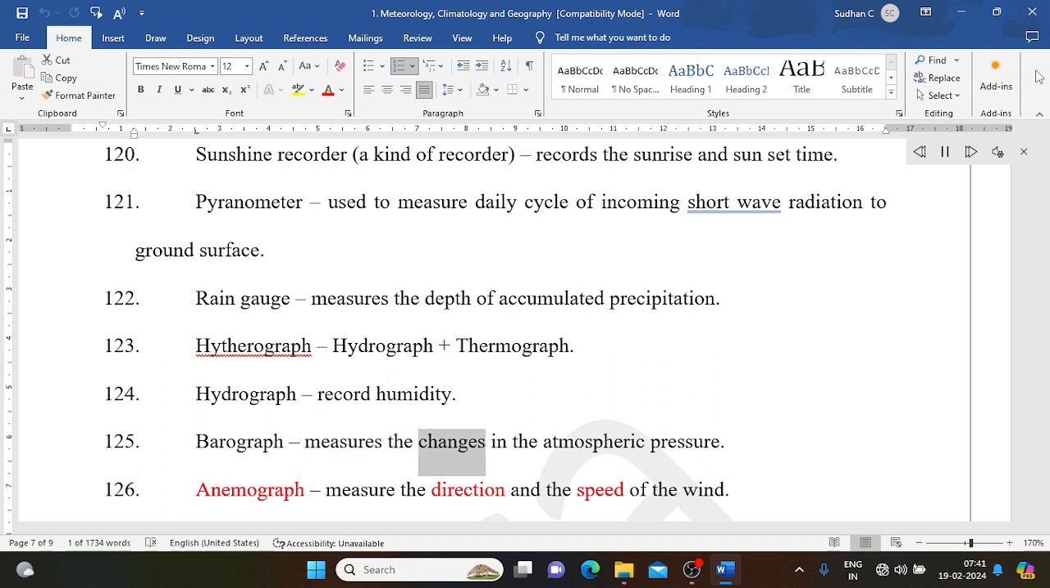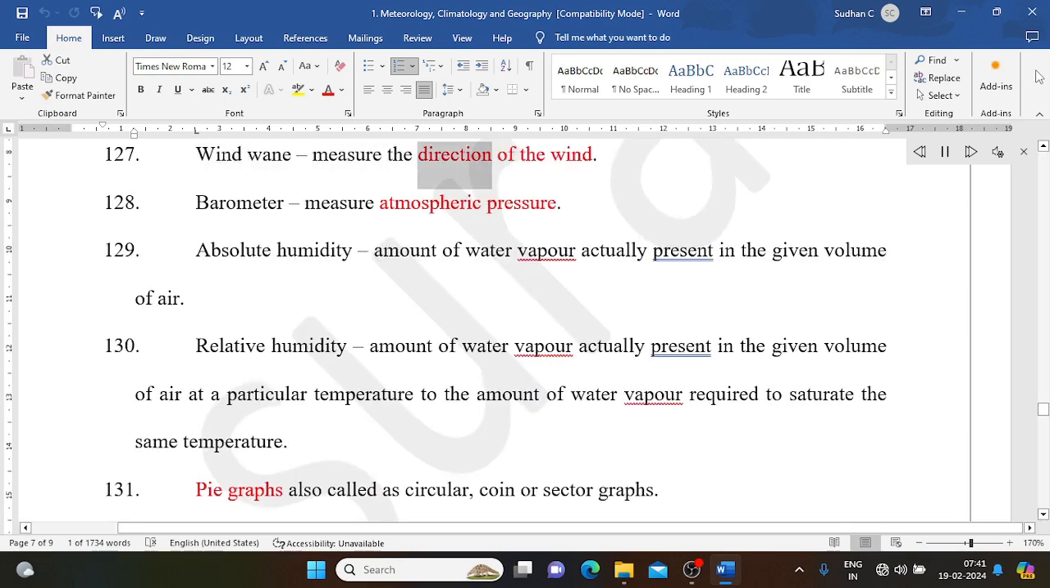The barograph measures changes in atmospheric pressure. The anemograph measures the direction and the speed of the wind. The wind vane measures the direction of the wind. The barometer measures atmospheric pressure. Absolute humidity is the amount of water vapor actually present in a given volume of air.